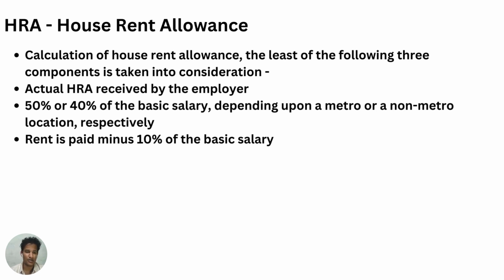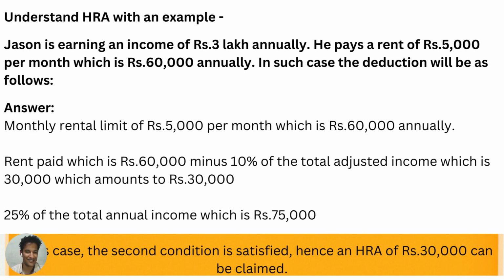Let's understand what exactly the points that I cover. The calculation of the house rent allowance is as per the following consideration, and here we consider the least. The first one is the actual HRA received by the employee. Second is 50% or 40% of the basic salary, depending upon metro or non-metro location respectively. Third is rent paid minus 10% of the basic salary. Quite difficult to understand, so let's understand with an example.